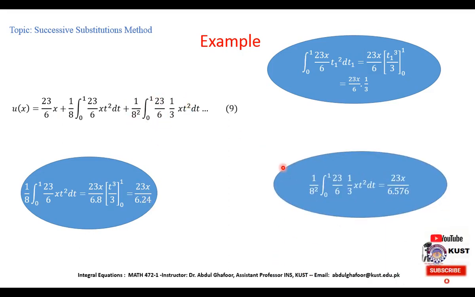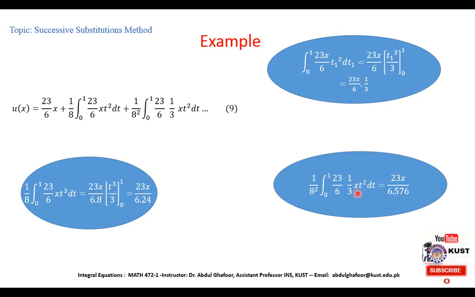So this integral is 1 by 8 square integral from 0 to 1 of 23 by 6 into 1 by 3 x t square dt. Again 23 by 6 and 1 by 3 x is constant, because we have the x term, but this is constant for t because integration is with respect to t. So by taking this 23 by 6 x 3 out of the integral sign and integrating t square with respect to t from 0 to 1, we are getting t cube by 3, and applying 0 to 1 we are getting 1 by 3 again.